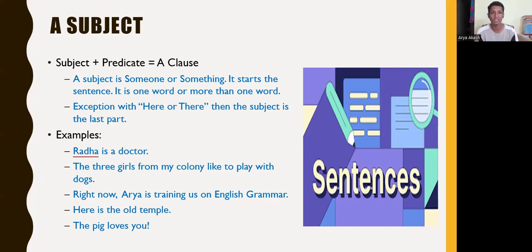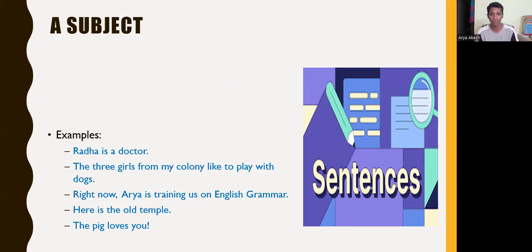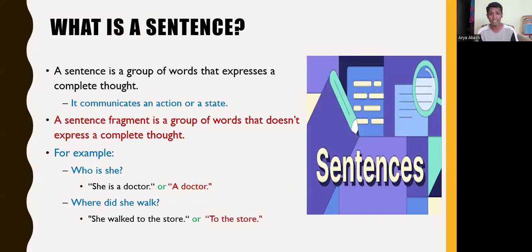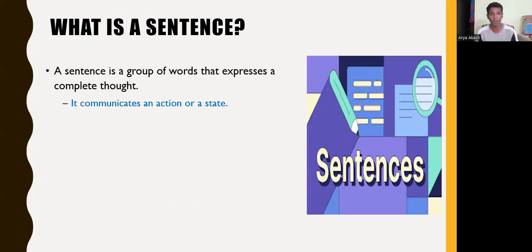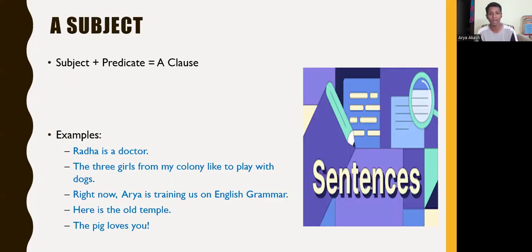So here when we say Radha is a doctor, the entire sentence is about Radha. We are trying to communicate something about Radha. We are trying to express something about Radha. Now what is it expressing? It is not expressing an action. Remember in the previous slide, I told you that a sentence communicates an action or a state. Now, when I'm saying Radha is a doctor, we're not talking about what Radha is doing. We're saying what Radha is.